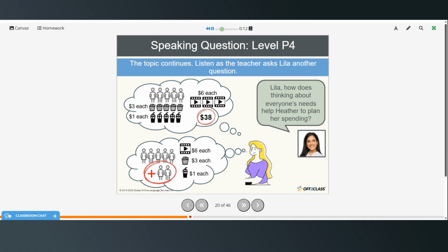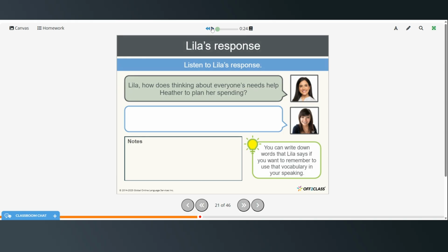Now listen to the teacher ask Leela a question. Leela, how does thinking about everyone's needs help Heather plan her spending? Now listen to how Leela answers the question. Thinking about everyone's needs helps Heather plan so she can make sure everyone has enough snacks, drinks, and movies. This way, her friends can enjoy the night, and she won't spend too much money.